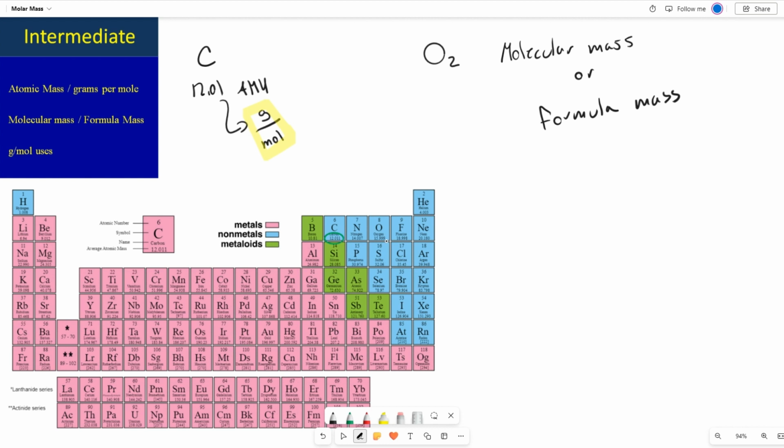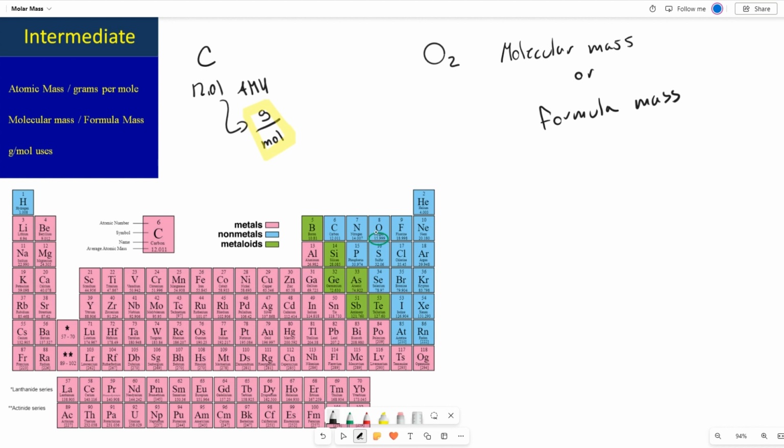And you can use this molecular mass or formula mass to do calculations for reactions that the oxygen molecule will take place in. So how would we do that? Well, if we take a look on the periodic table, oxygen's atomic mass is 15.999. So we're going to just round that up to 16.